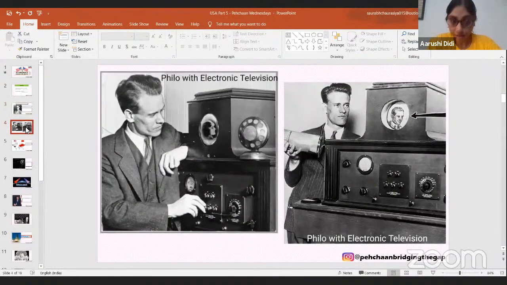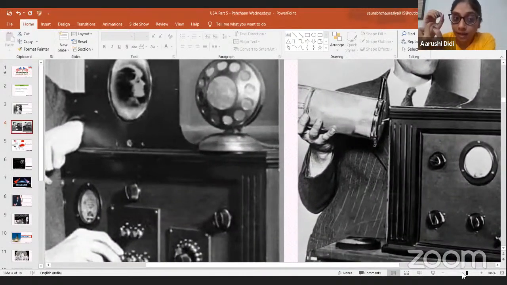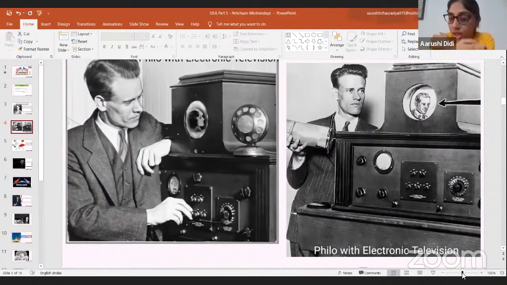Okay, so please look at this image. Can you see these pictures? This is the first ever electric television. Can you see the circle? And can you see the black and white? You can zoom, please. Yes, the small circle, that's exactly how images appeared in the first television ever.